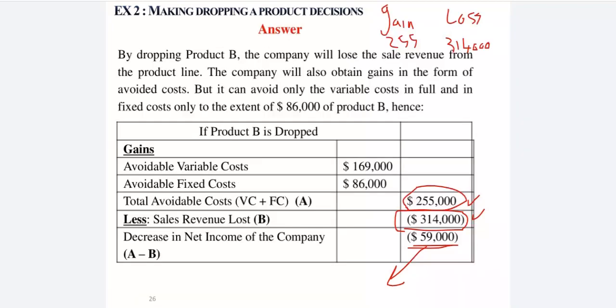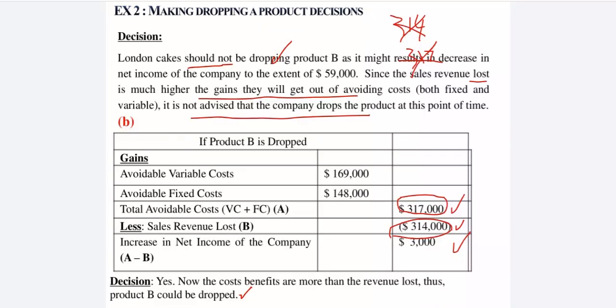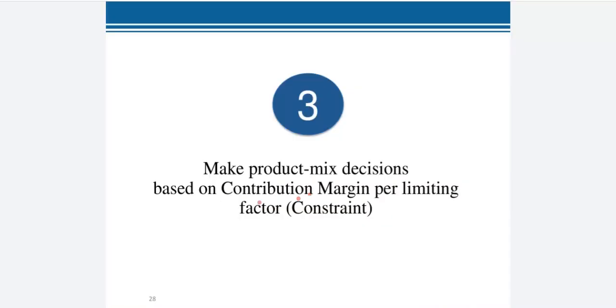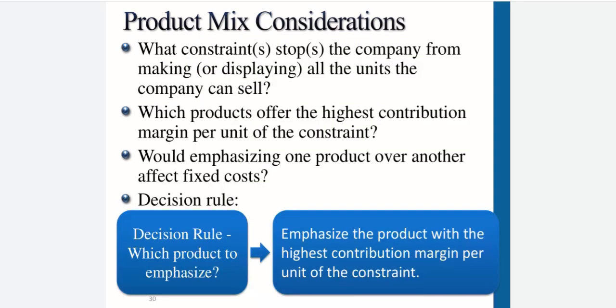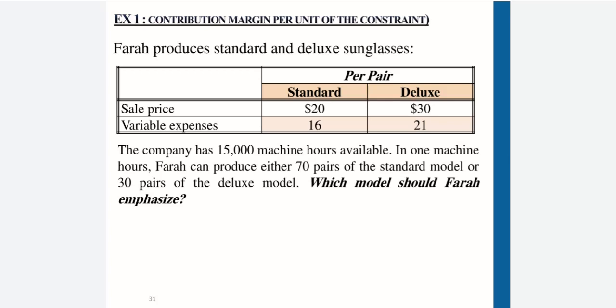The last decision is making a decision based on contribution margin, not per unit, but contribution margin per something named a limiting factor or constraint. Let's explain it through an example. What does contribution margin per limiting factor or constraint mean? Let's see an example.